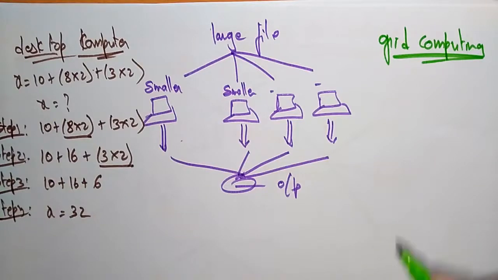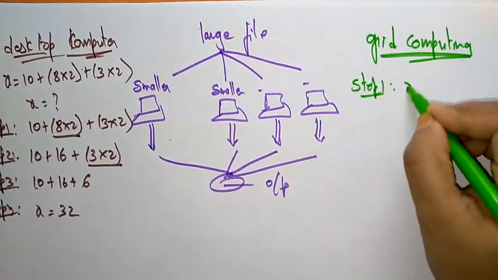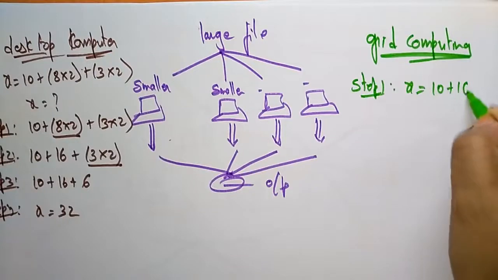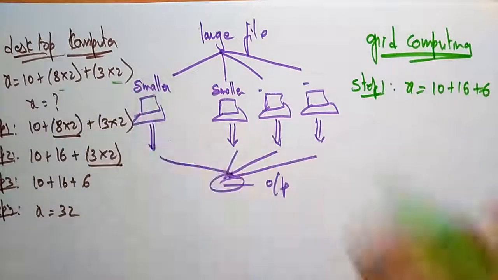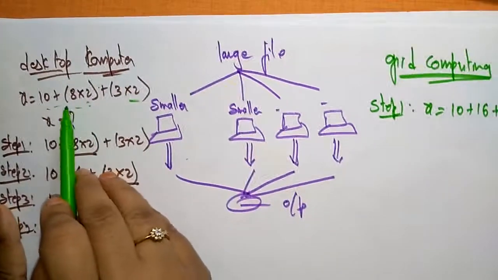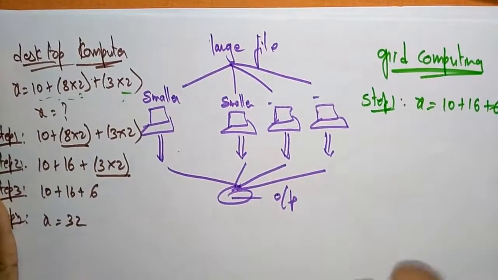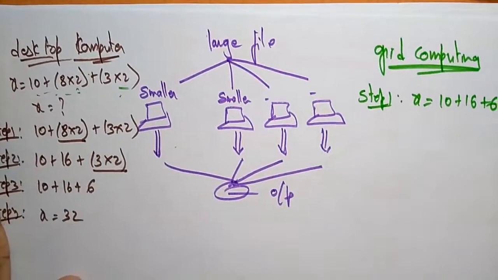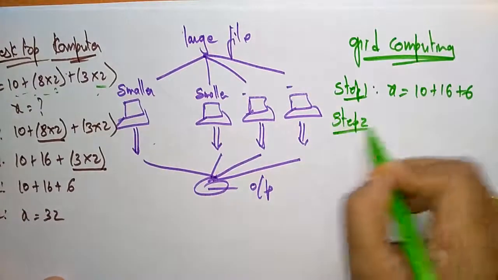It's a multi-processor. In step 1, the grid calculates x is equal to 10 plus 16 plus 6. Because I have taken 3 computers, the expression is divided into 3. The first system handles 10, the second system handles 8 into 2, and the third system handles 3 into 2, and you will get this equation. In step 2, you will get the final result.